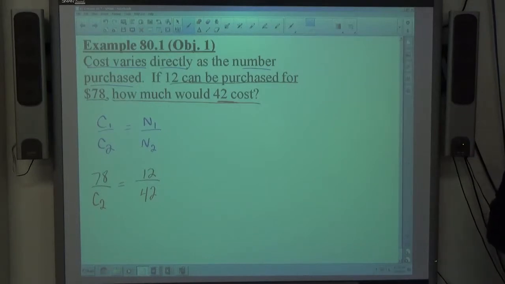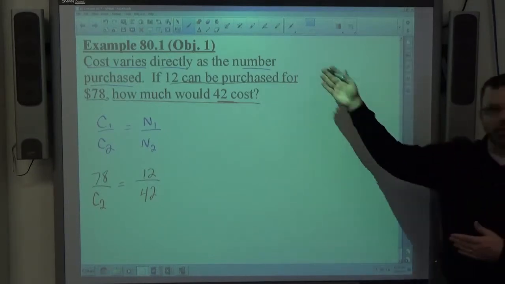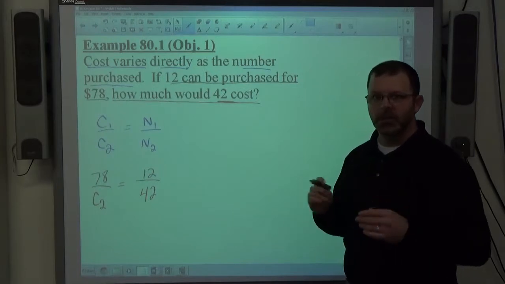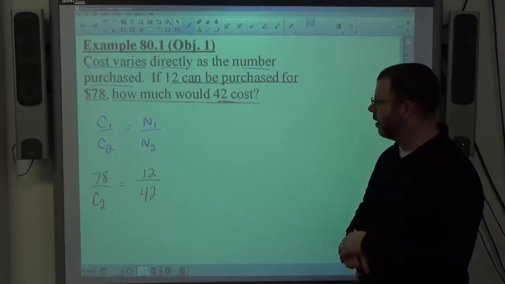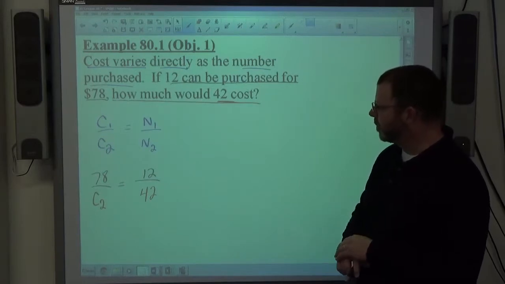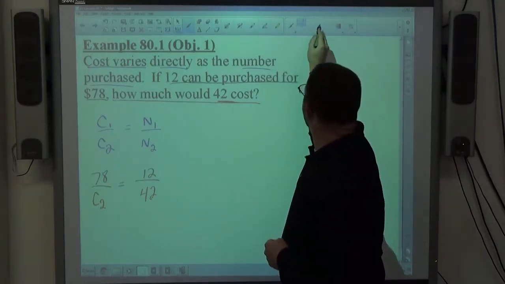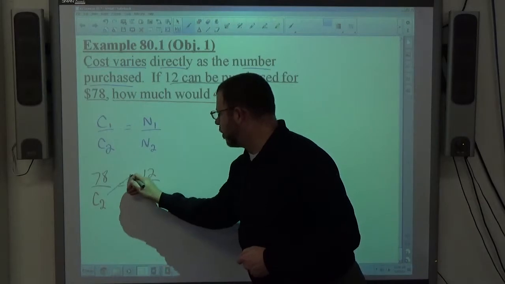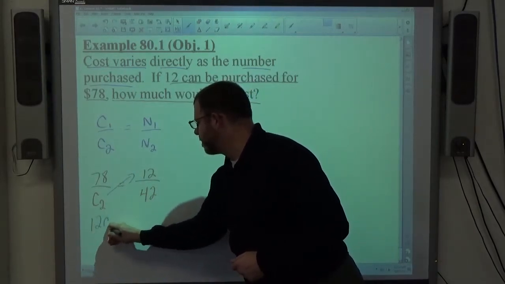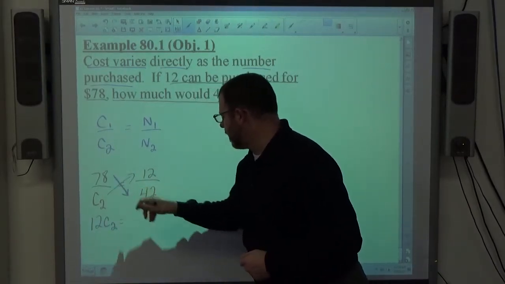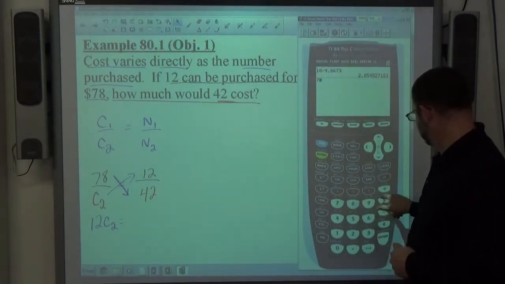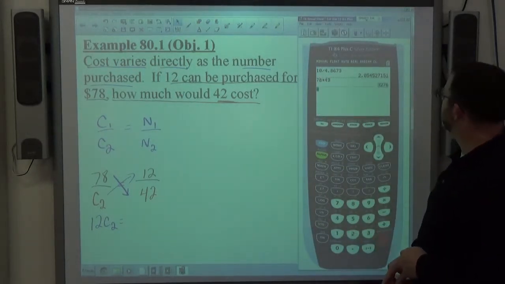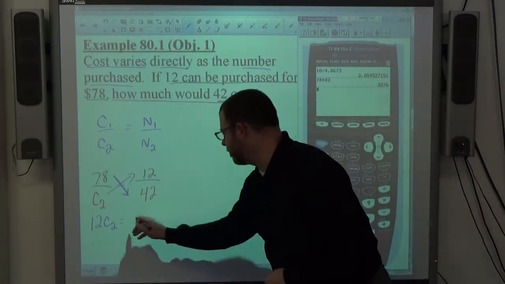So be careful that they don't always list the numbers the same order that they list the words up in the first sentence. So just make sure you make a notation in your mind about what they're giving you for information. Proportions made, so then if I just cross multiply, 12 times C2 is equal to 78 times 42. Which is 3276.